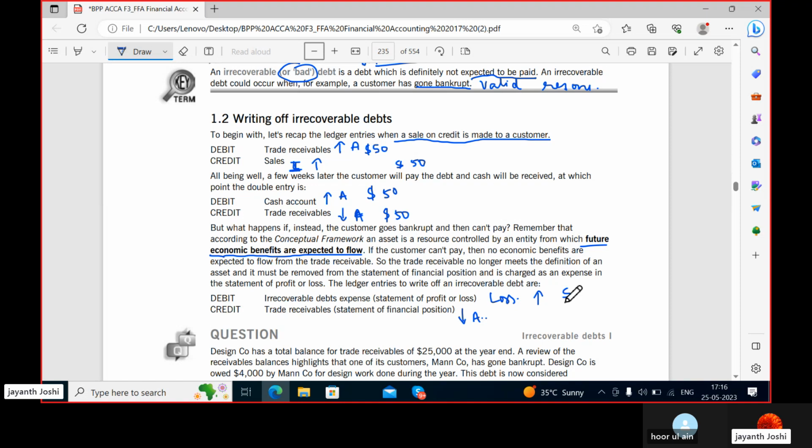So this part will be shown in SOPL, this part will be shown in SOFP. So this irrecoverable debt will have an effect on both financial statements. It will be shown as an expense or loss in SOPL. It will be shown as a decrease in receivables in SOFP. Okay.